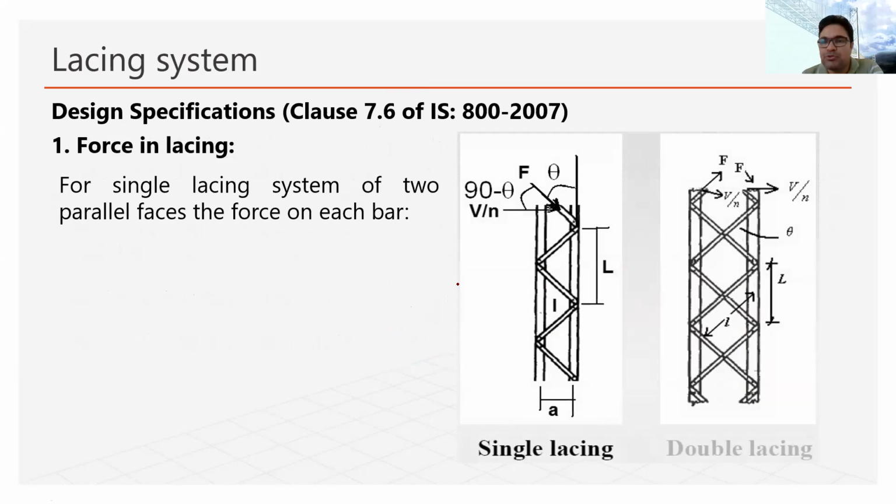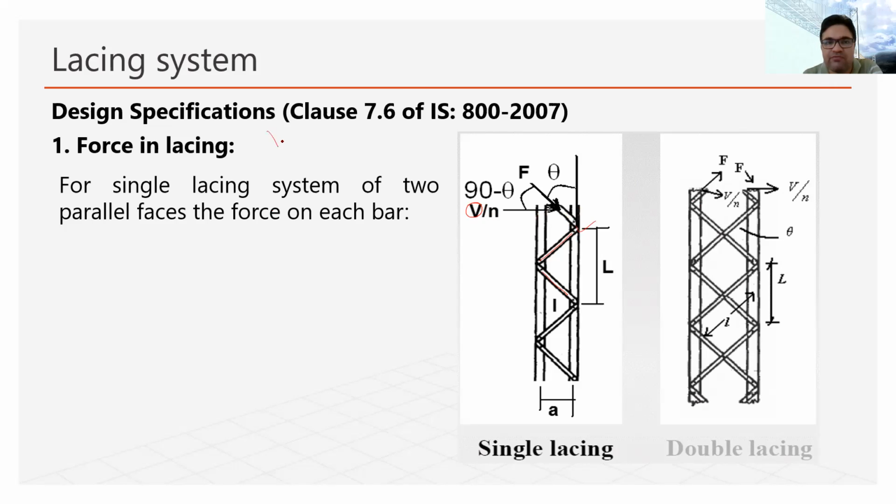In the diagram now you see, as I said, that these are the inclined member, and in the inclined member this V is the shear force. As the lacing bar is provided on both sides, on face A and on face B also, the shear force which the lacing bar is going to support is distributed on two faces. So on one face it will be half of the shear force.